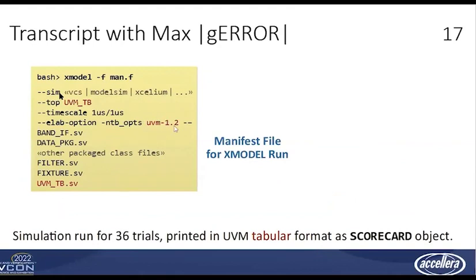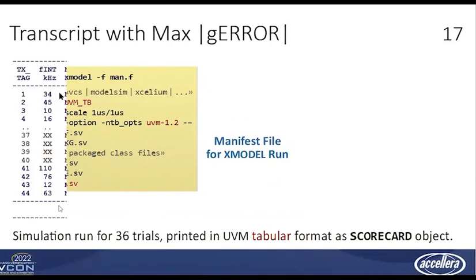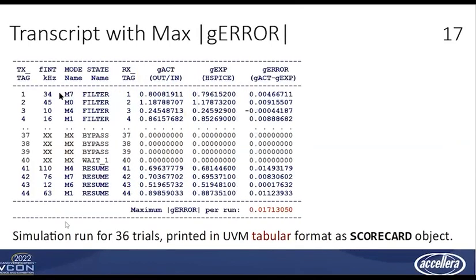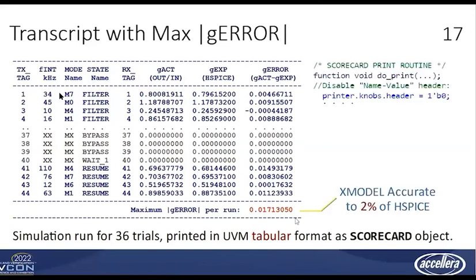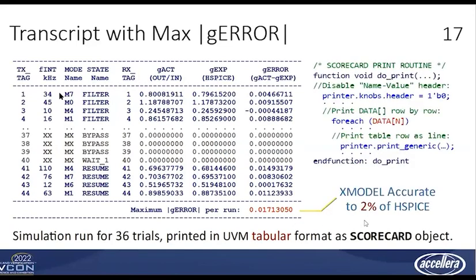Here's where we bring in the UVM base classes, and here are all the SystemVerilog files listed. So let's run this. We'll launch it for 36 trials and print out the results in UVM tabular format. You can see the frequencies and modes, the transfer gain, and the discrepancy between actual and expected. And even over this fairly long run, xmodel is accurate well within 2% of HSPICE.